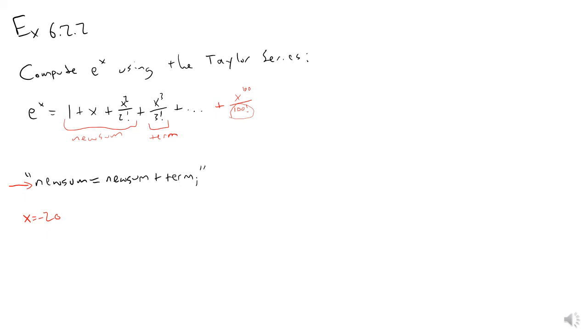According to our Taylor series, e to the negative 20 is 1 minus 20, plus negative 20 squared over 2 factorial, plus negative 20 cubed, which I'll just write as a minus, 20 cubed over 3 factorial, plus 20 to the 4th over 4 factorial, and so on.